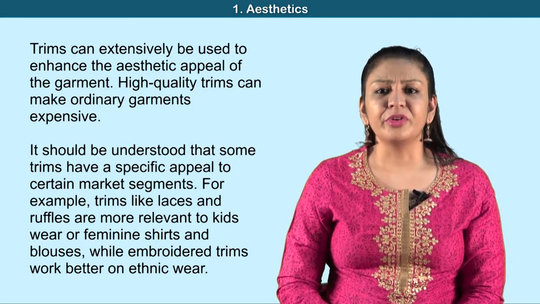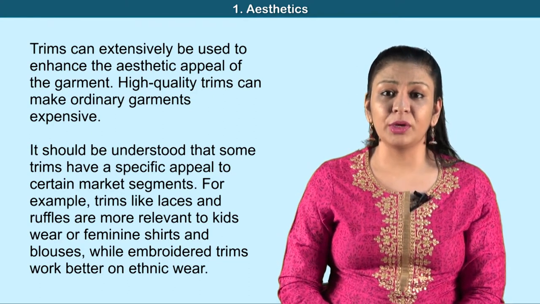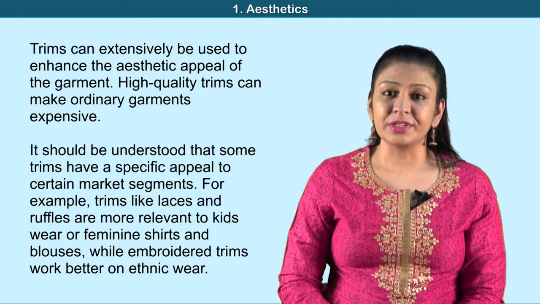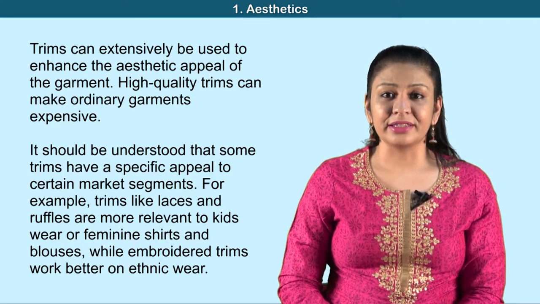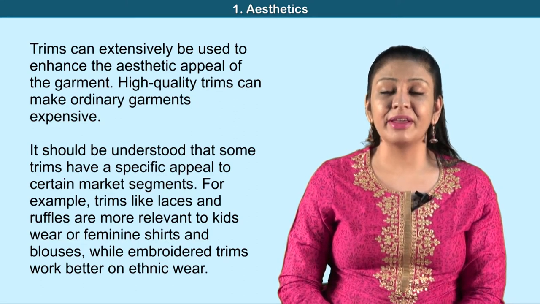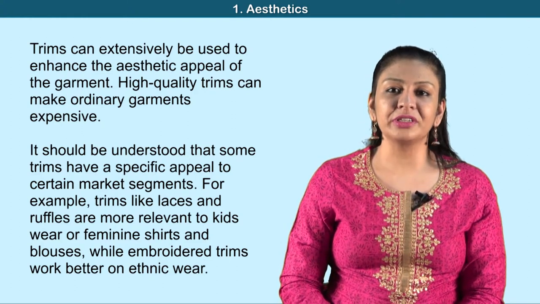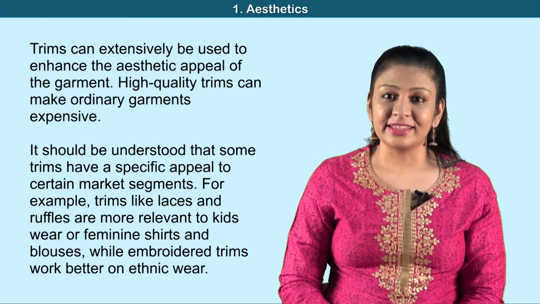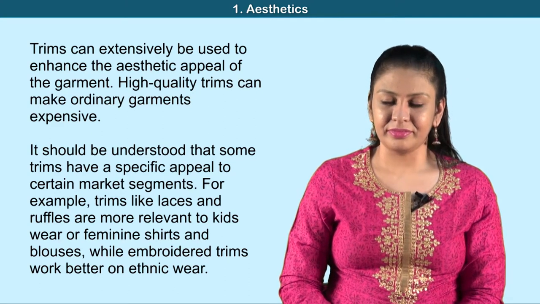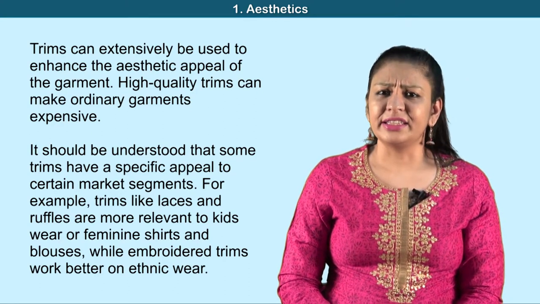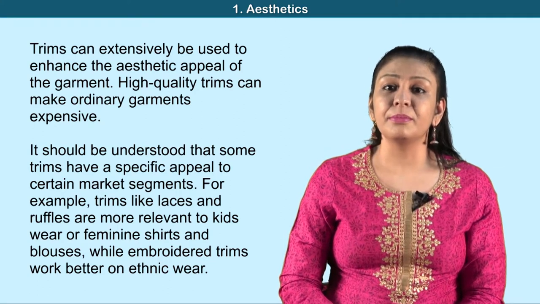Also, embroidered trims with beads and sequins might work better on ethnic wear. Of course, there are always exceptions. Many Western garments, like denim shirts or jeans, have embroidery on them. These fall under the category of fusion garments, and there exists a specific target market that prefers them. After aesthetics, even if you ask me before that, performance is very important.